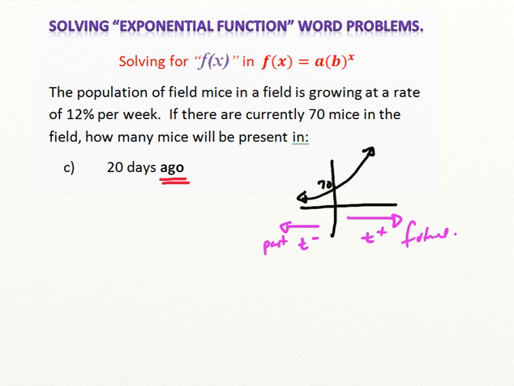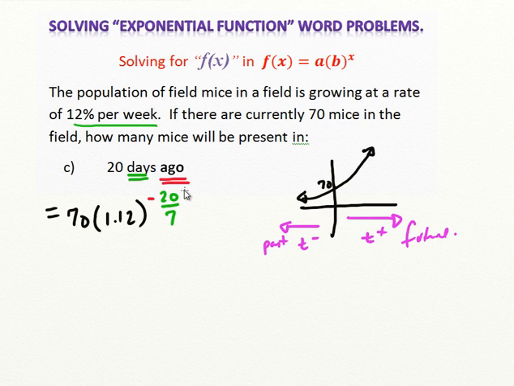So when we write our equation, we are going to just start with the initial 70 mice, same growth rate. But now we just need to make sure that our exponent is negative. Second check. This is expressed in days. Well, our growth rate was expressed per week. So again, we need to be careful. We're going to take that 20 days and divide it by 7 so that it is expressed as weeks.